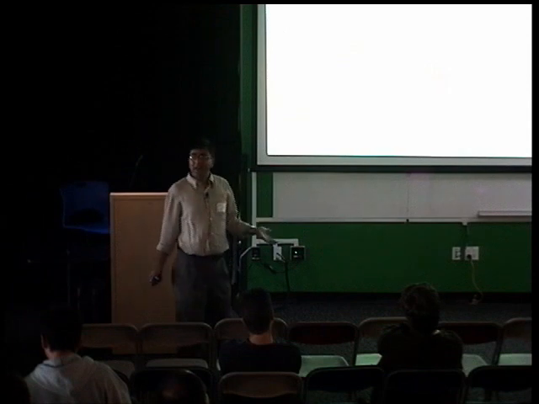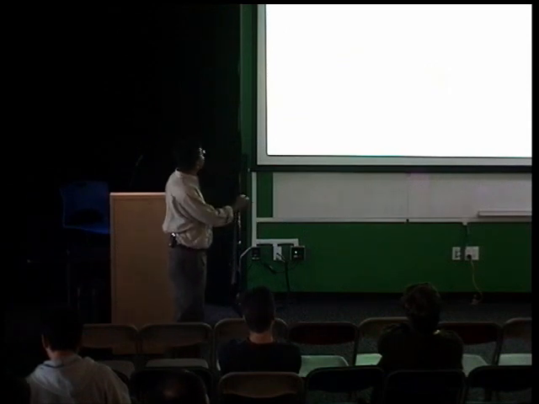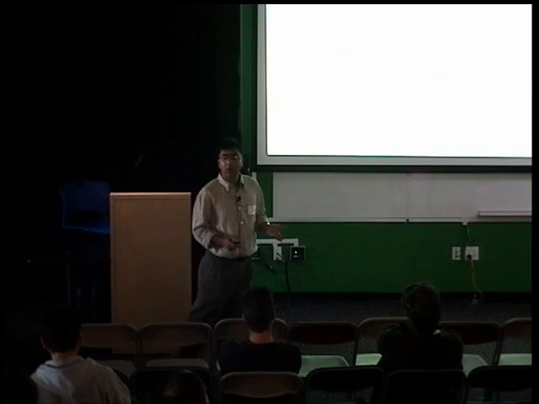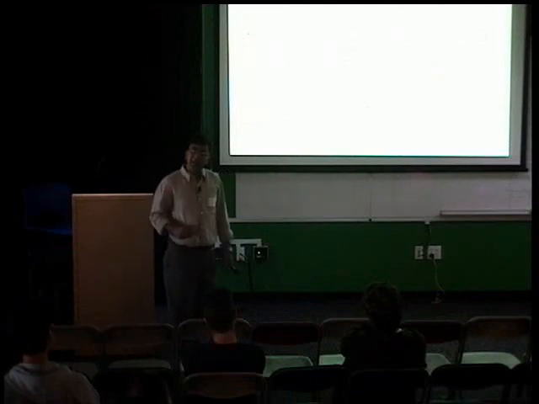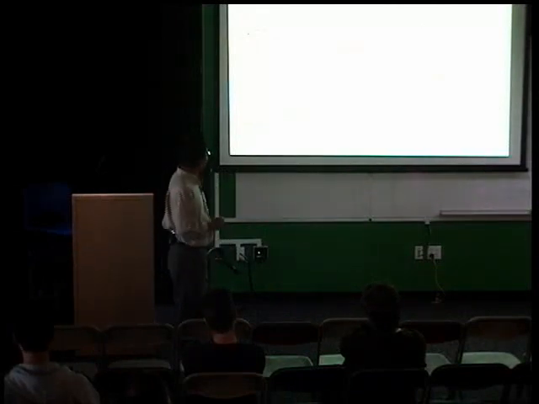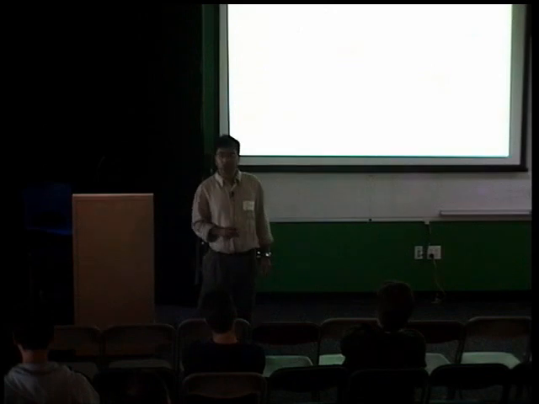Now, where did this measurement bias come from? So as I mentioned, the environment variables and link order, they affect code and data layout. And of course, these are not the only sources of measurement bias. There are many other sources of measurement bias. So for example, some of them are domain independent. To give you an example, the temperature in the room may affect whether your machine favors compute-bound applications versus memory-bound applications.